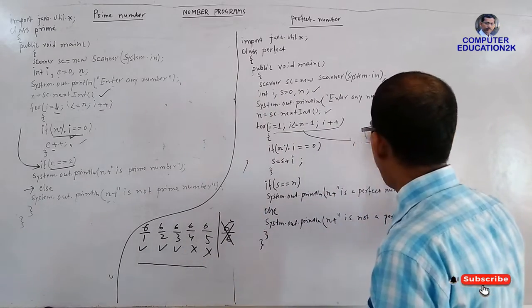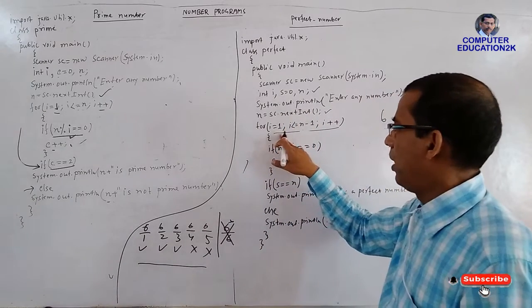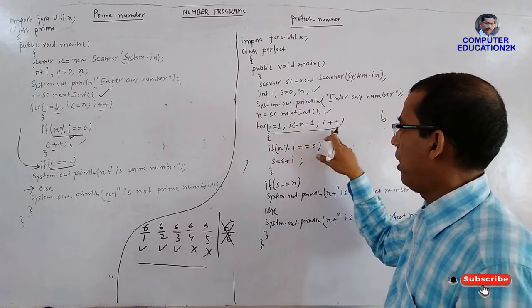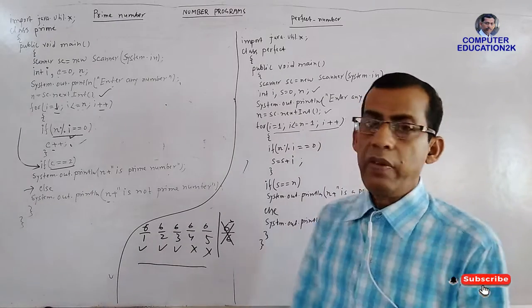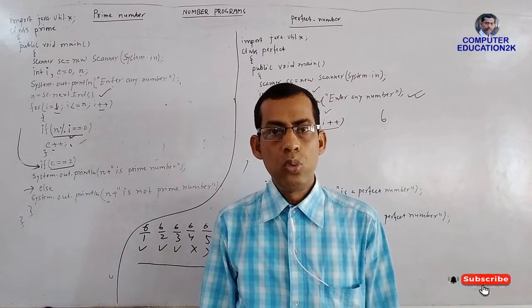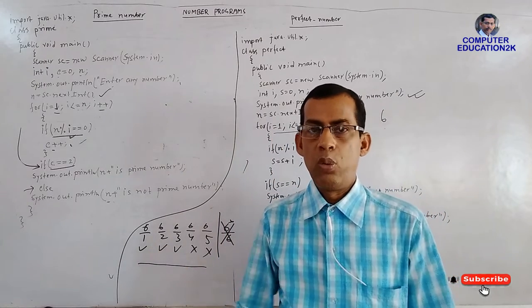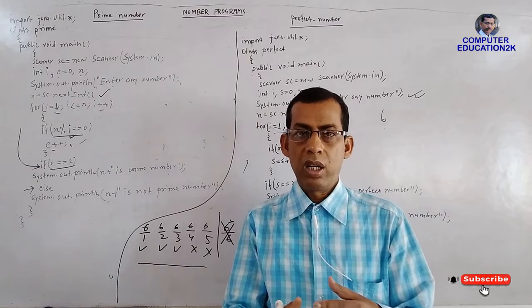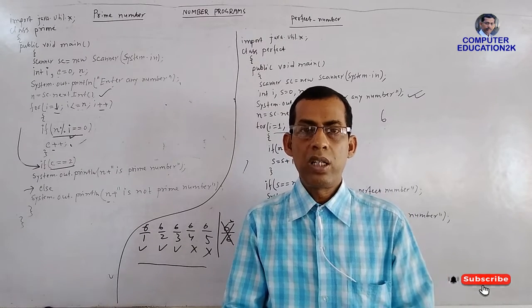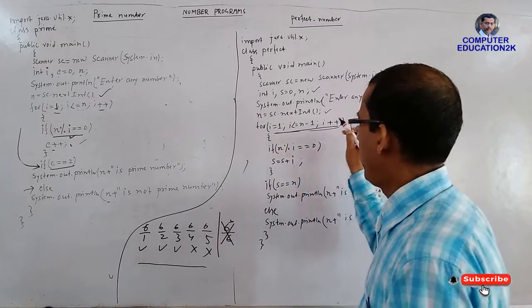So you have to make a loop from 1 to 5. That's why I have written I equals to 1, I less than equals to n minus 1, I plus plus. Because we have to keep dividing the number by 1, by 2, by 3, by 4, by 5, till that number minus 1. And when you repeatedly do any work, you have to use a loop. So I have used a for loop here.